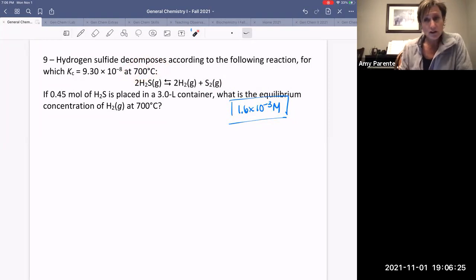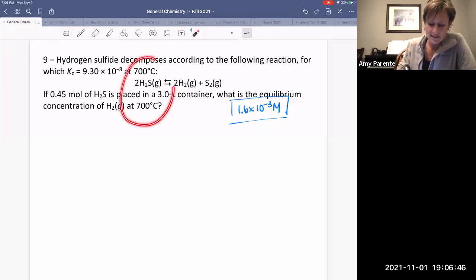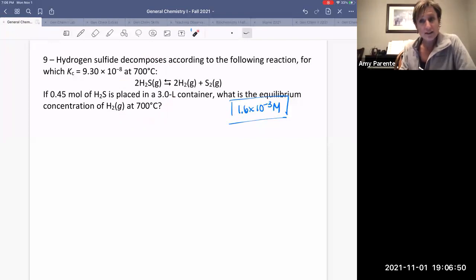A balanced chemical equation is given, as will be the case for your in-class quiz that you'll have on Wednesday. I'm sorry, Friday, not Wednesday, on Friday. And then they tell us that we've got 0.45 moles of H2S placed in a 3-liter container, and we want to know what's the equilibrium concentration of H2, again, at that same temperature. That's the only reason that's listed, to highlight that we're not changing temperature, because that would change the system that we're in. So here's the answer you should be getting.